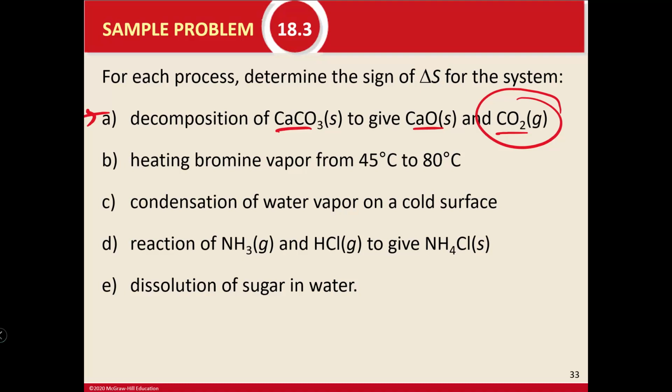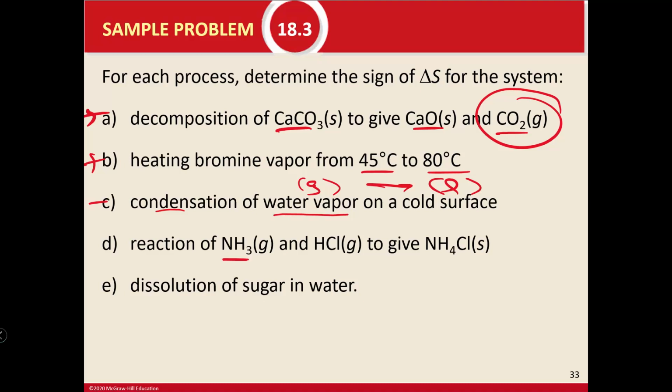The heating of bromine vapor from 45 to 80 degrees. If you see a temperature increase, that's going to be a positive entropy change. Condensation of water vapor, which is water in the gas phase, on a cold surface, and condensation means we're going to the liquid phase. So we're going from a gas to a liquid. We know that's a negative entropy change.